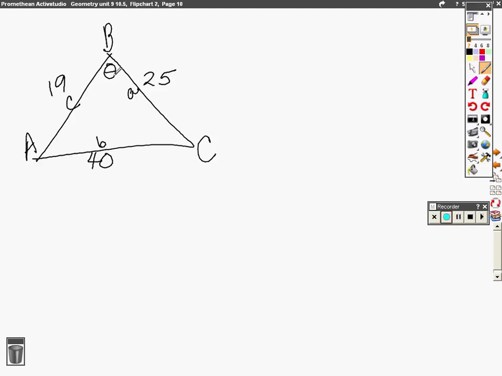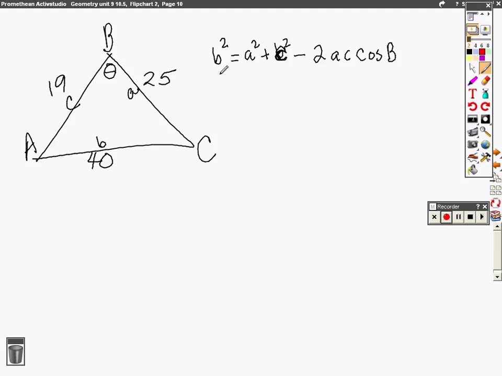Now, since we're trying to find angle B, we're going to use the equation that has cosine B. And that would be B squared is equal to A squared plus C squared, I made a mistake, thank you guys, okay, minus 2 times AC times cosine B. And now let's go ahead and put in the information we know.